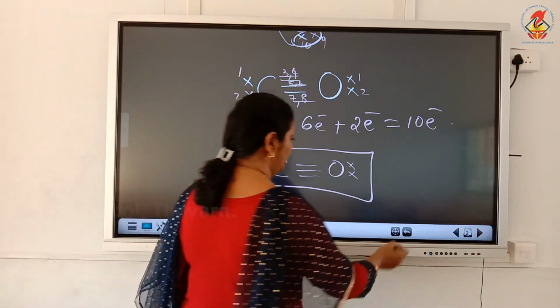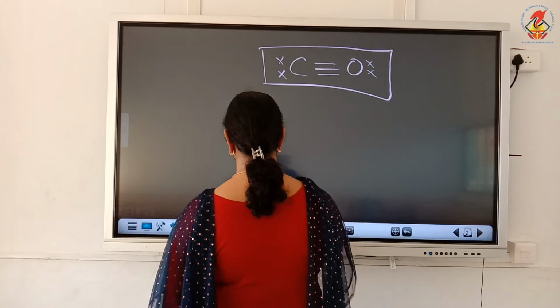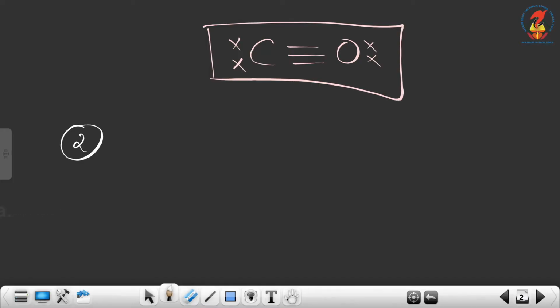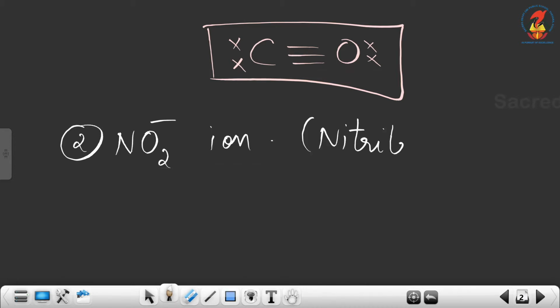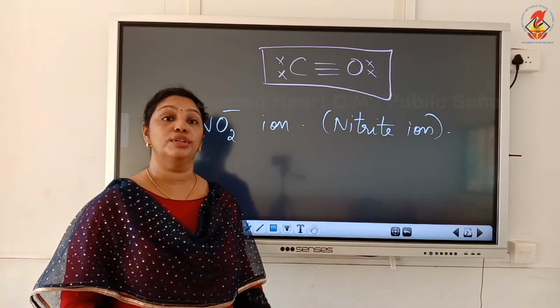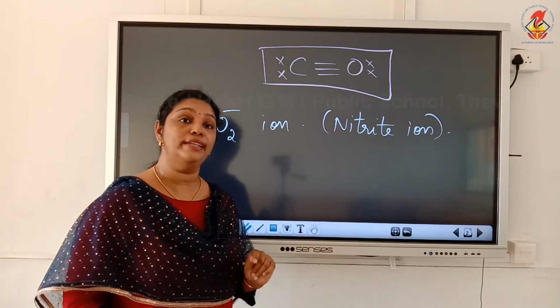Now, the next example is example 2. NO2 minus ion. NO2 minus, its name is nitrite ion. Nitrite. Nitrate is NO3 minus. Here I have written NO2 minus. Now you are asked to draw what? The Lewis structure of nitrite ion.